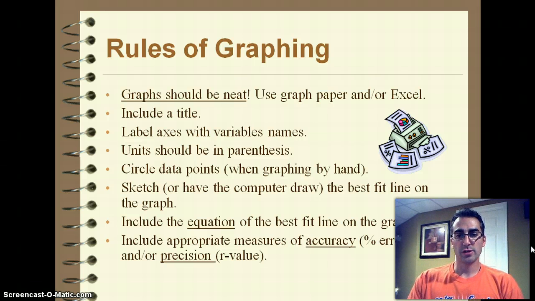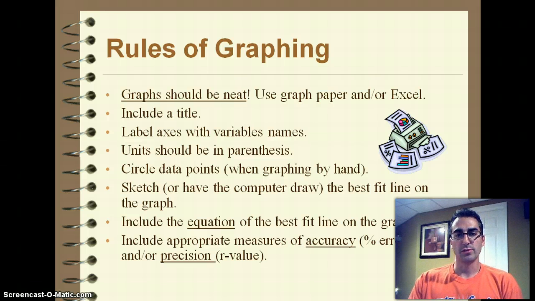Include the equation of the best fit line, and normally when you're doing this by hand you have to calculate the slope and then figure out where it crosses the y-axis. So you're going to write the equation in y equals mx plus b form, where m is the slope and b is the y-intercept. And last, include appropriate measures of accuracy, which is percent error, and the precision, which is the R value.